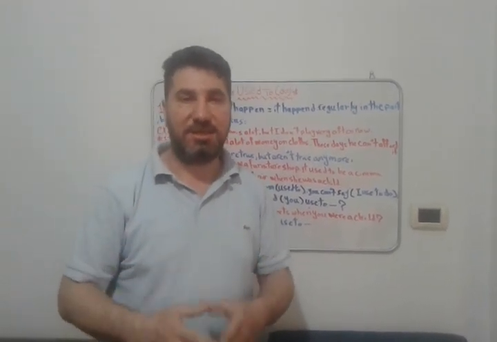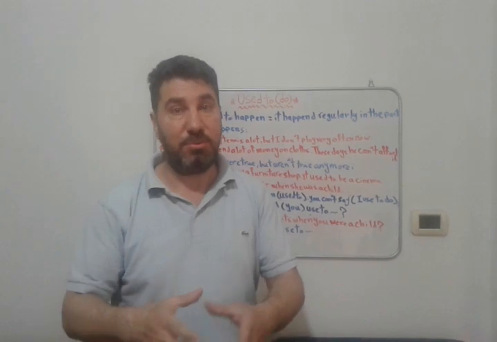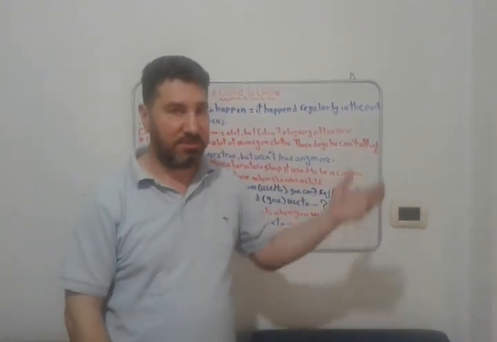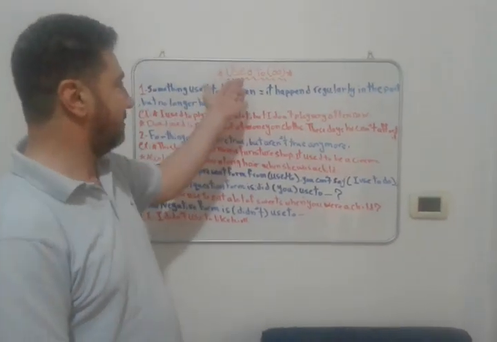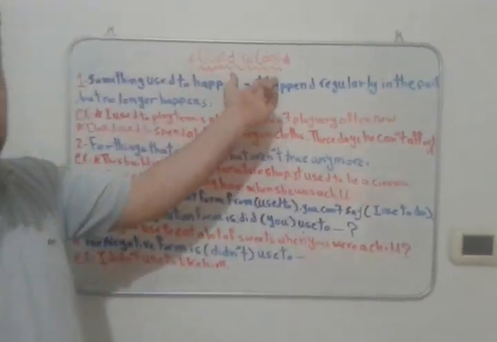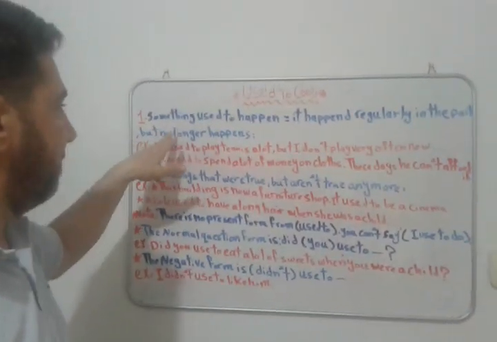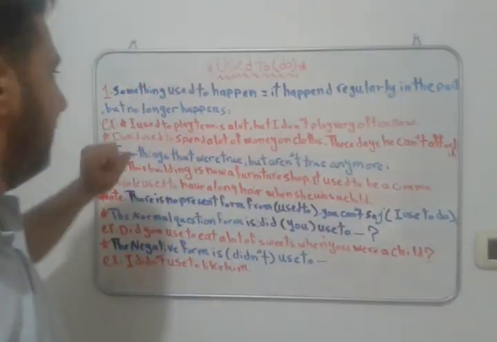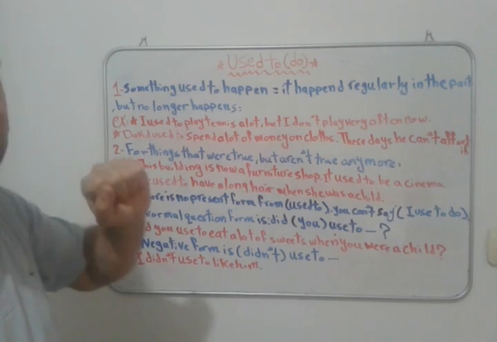So once I say used to, it means I stopped doing something that I did in the past regularly. We have several situations about this. Let's get started. Used to do, this is the topic. Something used to happen. It happened regularly in the past, but no longer happens.